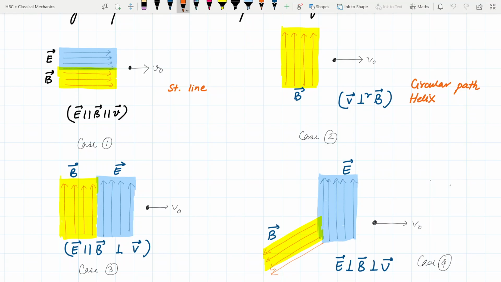Circular path. Case number 3, circular path. Okay. Or does anyone else think it's not circular, it's something else? Sir, spiral. Spiral like this. Yes. Okay. Spiral. Does anyone think it's something else?